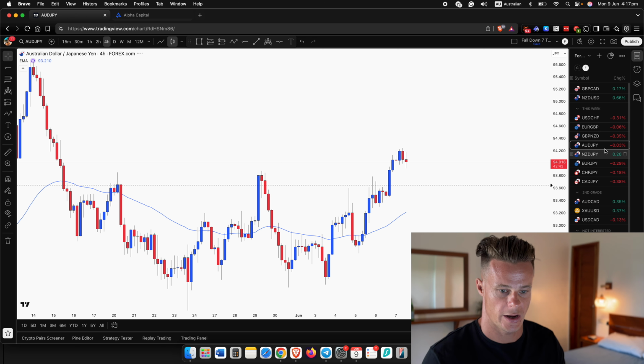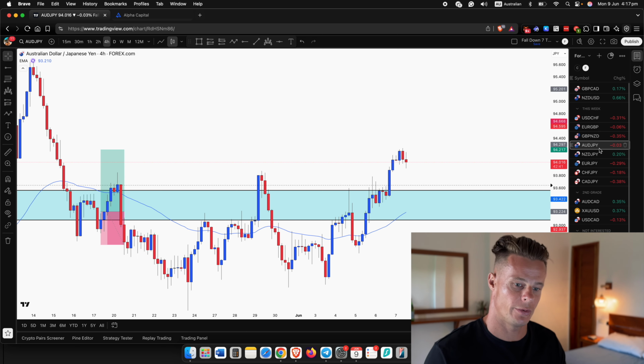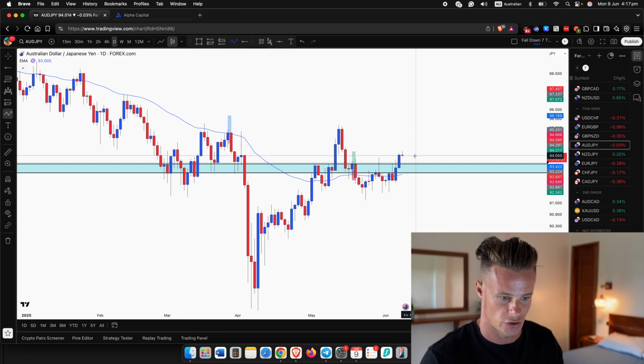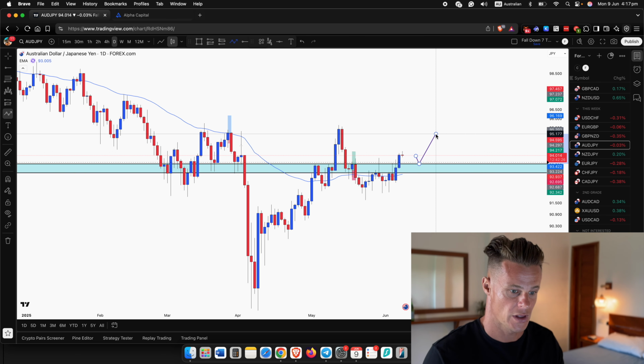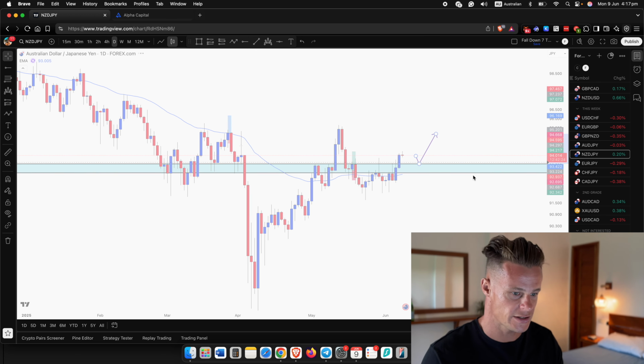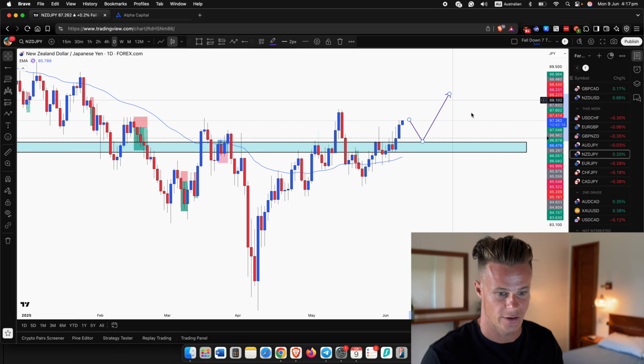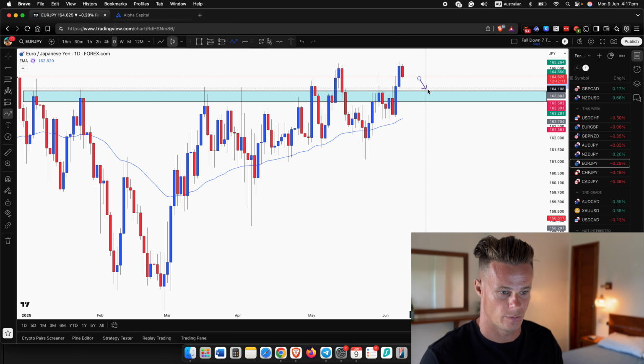Then AUD JPY. Now all these JPY pairs like AUD JPY, SGD JPY, Euro JPY, Swiss franc, CAD JPY, they're basically all the same. So if you look at it, it's nice and clean. I like this. Basically, just waiting to come back here, which can happen probably Wednesday, Thursday, whatever it might be, to then buy. NZD JPY, guess what? Exactly the same. Come back to this area, to then buy. Euro JPY is already coming back to this area. So again, boom, boom. That's what I'm waiting for.